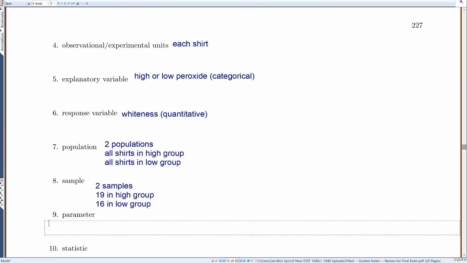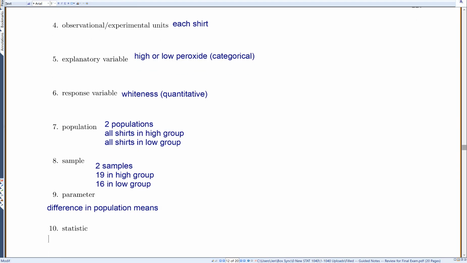And the parameter, we're comparing 2 groups. So my parameter would be the difference in population means. And my statistic would be the difference in sample means. Now let's actually write those in symbols. So we could do the population mean for the high group minus the population mean for the low group. That would be my parameter I'm interested in. And my statistic, I would do my sample mean for my high group minus my sample mean for my low group.